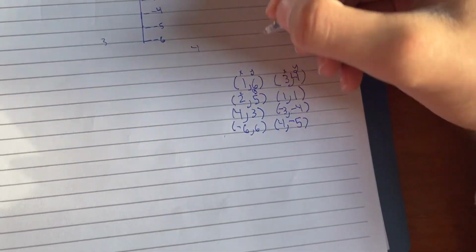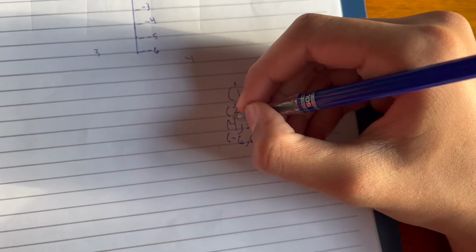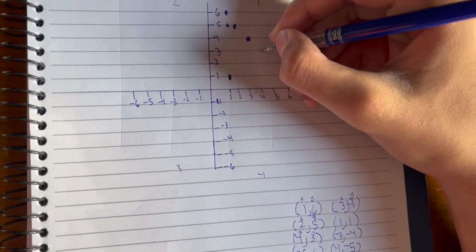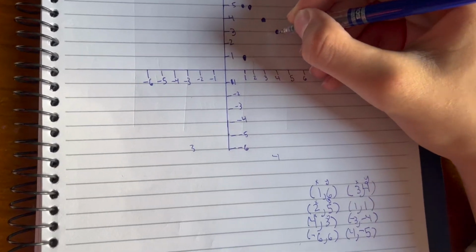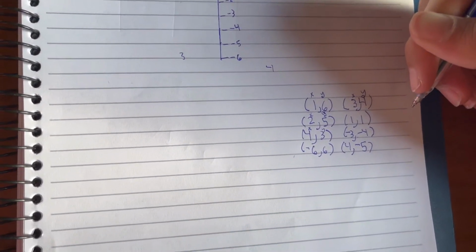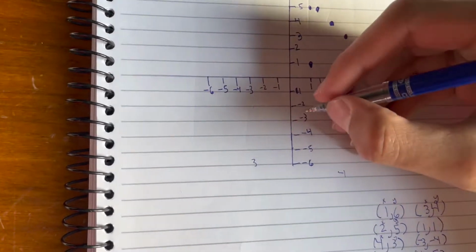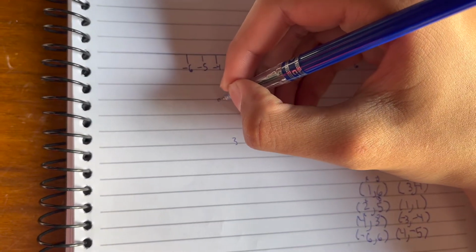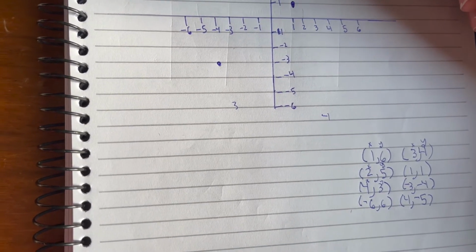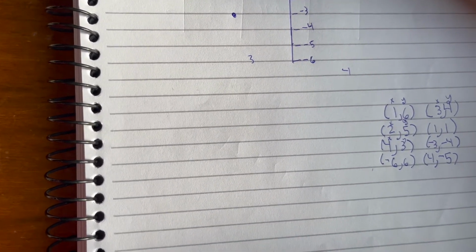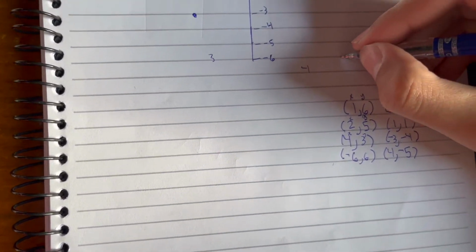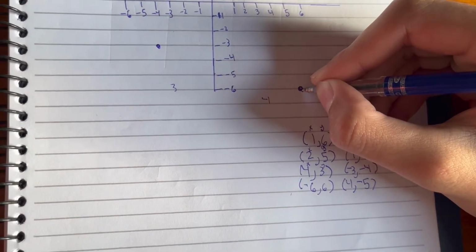Next question is (4, 3). So x is 4 and y is 3. So (4, 3). Now we're going to get into the negative numbers. So (-3, -4). Negative 3, negative 4. Pretty simple. Next, (-6, 6). So negative 6, 6.